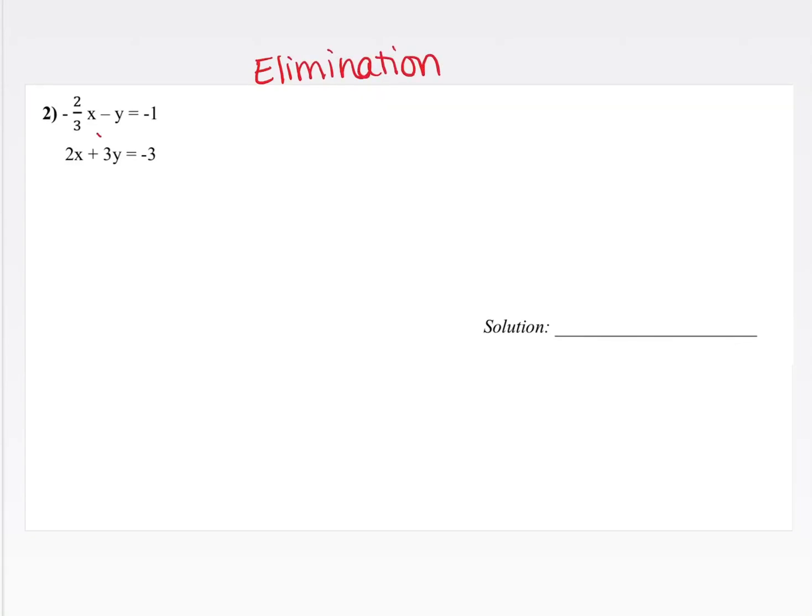Because we have this negative y here and this positive 3y, all we really need to do is, let's say our goal is to get negative 3y and positive 3y so that we can cancel the y variable and isolate the x variable.